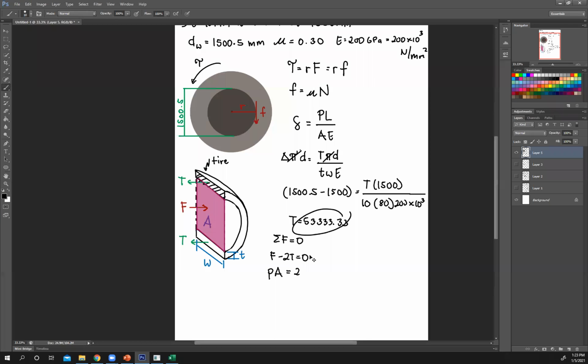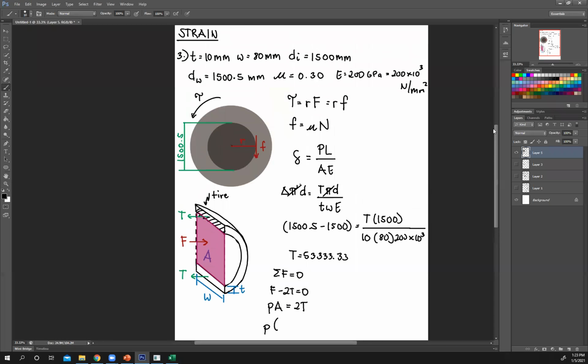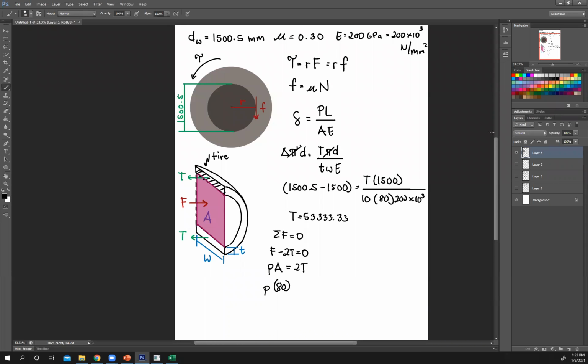Equals to T, and this is your T. So pressure times area. As you can see, area is with this 80. Times height. What is that height? It's the original length. So this is 1,500. So times 1,500 equals to T. Again, T is this. So now I can solve for pressure. So pressure is just 0.89.